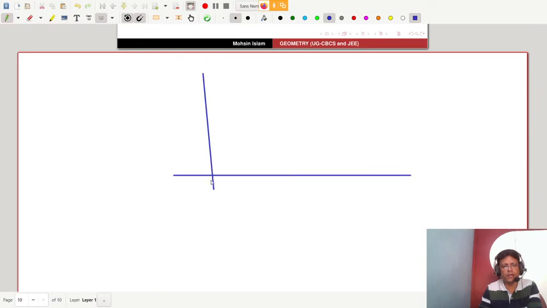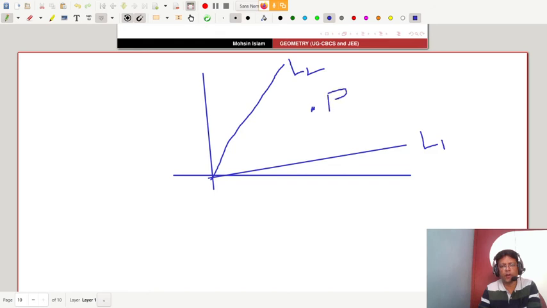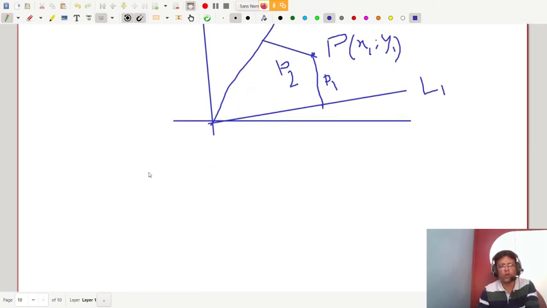This is your straight lines passing through the origin, L1 and L2. Now, product of the perpendiculars from the point P. Suppose this P point is x1, y1, anywhere in two dimensions. Suppose P1 is the perpendicular from P to L1, and P2 is the perpendicular from P to L2. So your product of the perpendiculars is P1 P2.